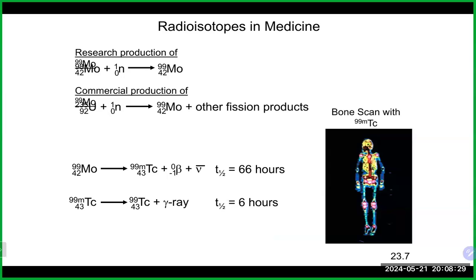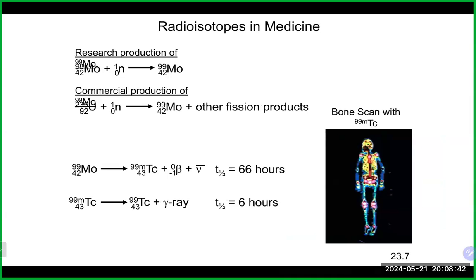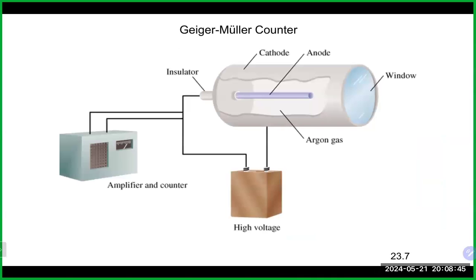Obviously, like I said, you definitely would want more of a small half-life there for your follow-up visit, not to be forever. Here's a bone scan with technetium 99. You can see it just highlights all the areas on the scan.